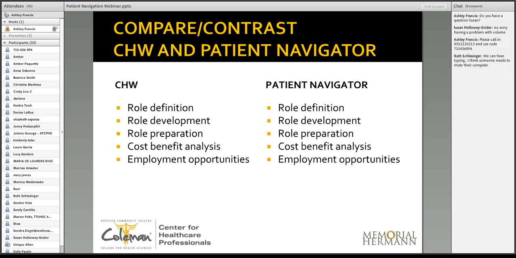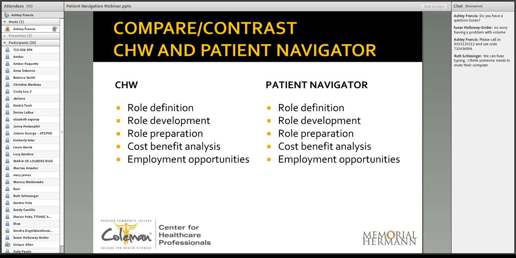Cost-benefit analysis for the patient navigator, of course, has limited information available. There have been 3 studies in 2009, and 1 additional study has been made, which have shown that patient navigators are important to increase the rate of cancer screening. Cost-benefit analysis for the community health worker, of course, has been around a longer period of time, and therefore you would expect more information.